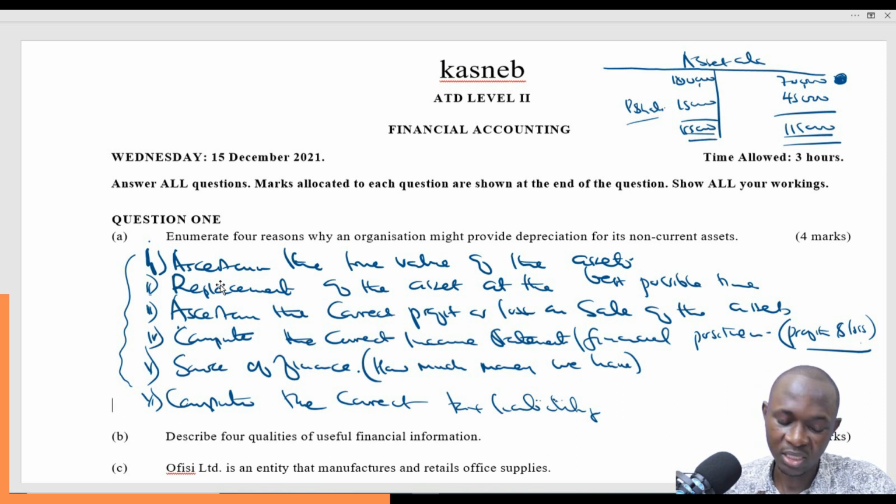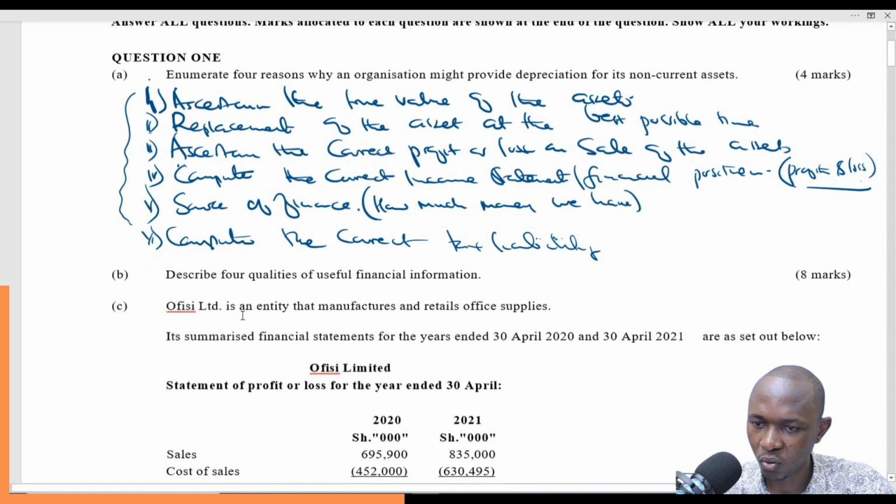And then depreciation in itself can be used as a source of finance. The extent to which you can use that money is defined by the value of the depreciation. So those are 5 points. You can pick any 4 and we'll be good to go. Let's look at the next question.